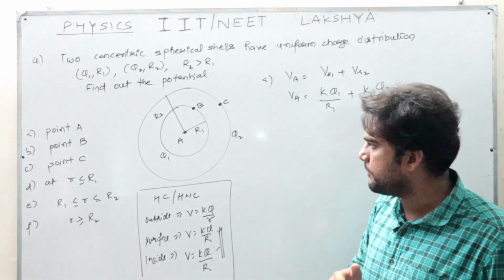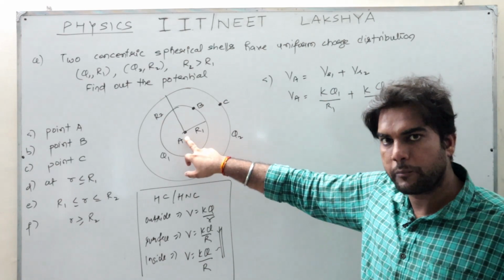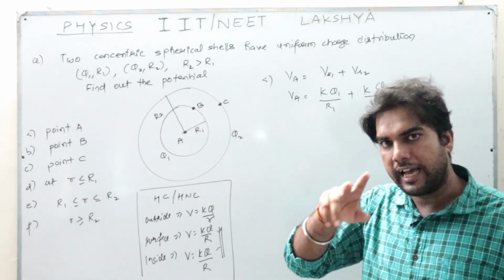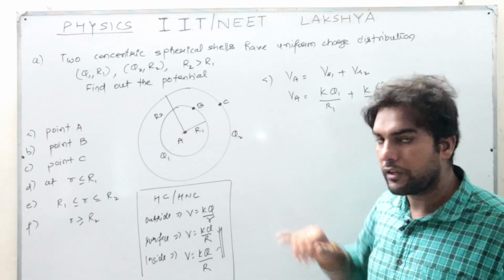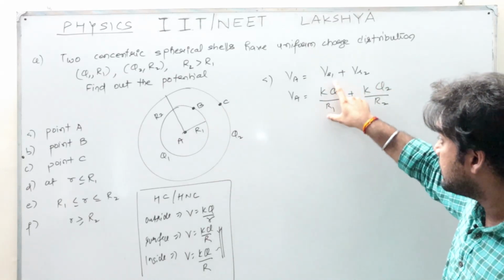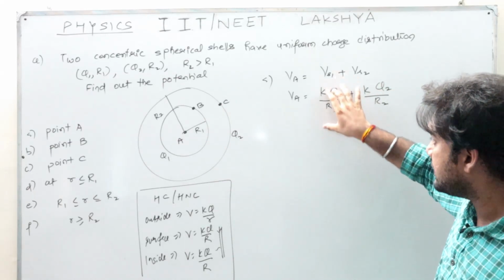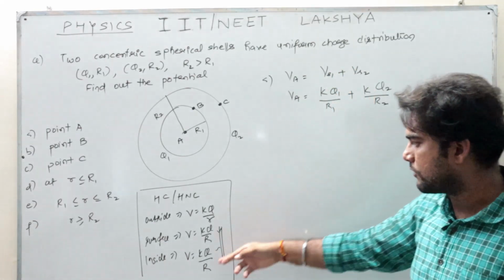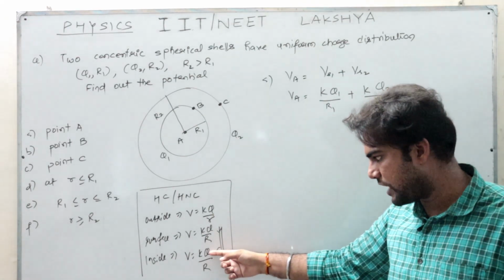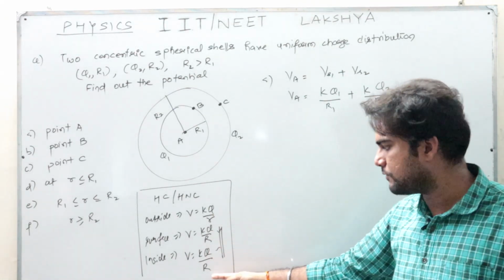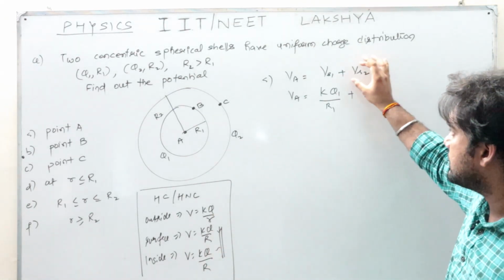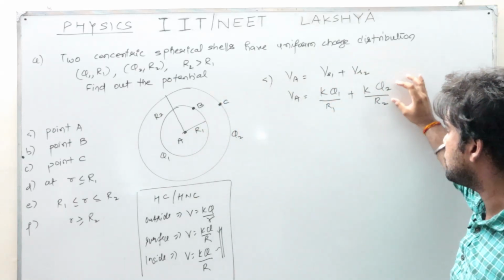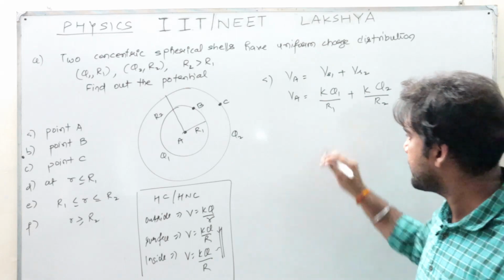Observe once again, we need to find the potential at point A. Point A is the center of sphere 1 as well as the center of sphere 2. So we are writing the inside point formula for sphere 1: kq1 by r1, charge of that sphere over radius of that sphere. Similarly, point A is also the center of sphere 2, so kq2 by r2. I hope it is clear.